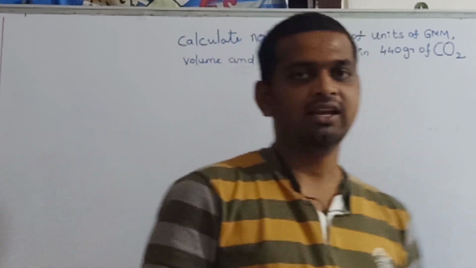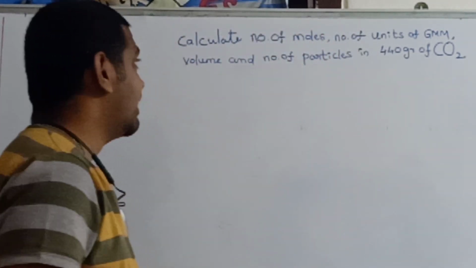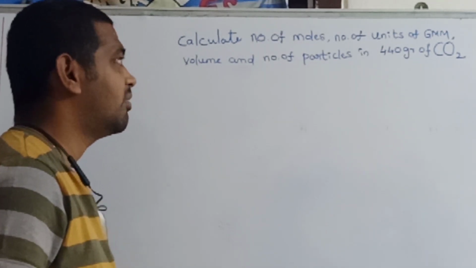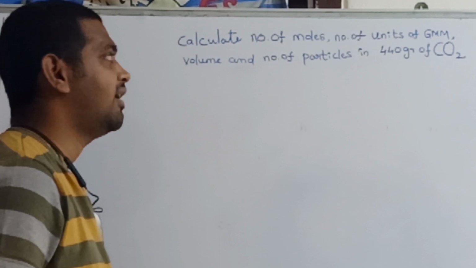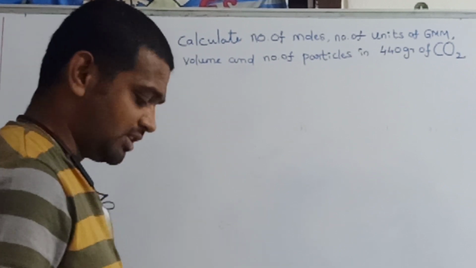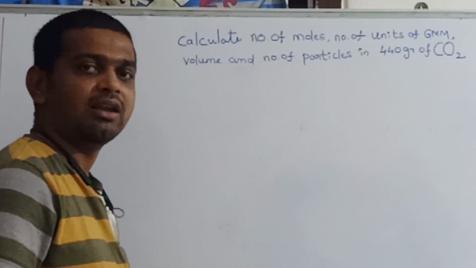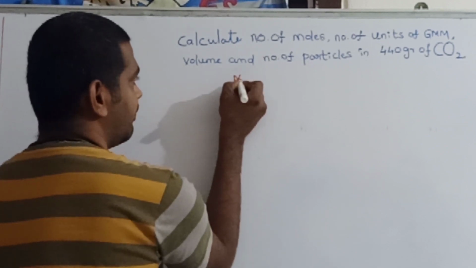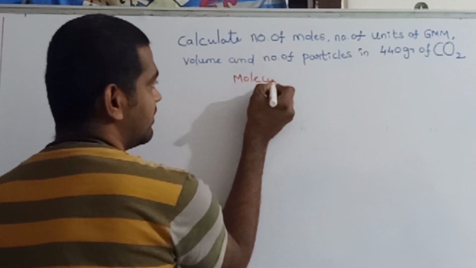Here in the question, calculate the number of molecules, number of moles, number of units of GMM, volume and number of particles in 440 grams of CO2. First step, we need to calculate the molecular mass of the CO2. What is the molecular mass of CO2?